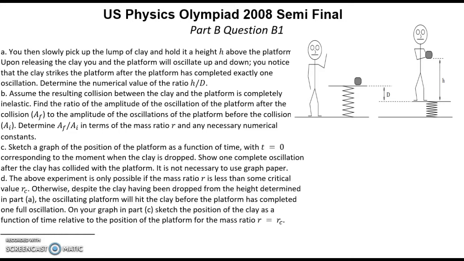D. The above experiment is only possible if the mass ratio R is less than some critical value Rc. Otherwise, despite the clay having been dropped from the height determined in part A, the oscillating platform will hit the clay before the platform has completed one full oscillation. On your graph in part C, sketch the position of the clay as a function of time relative to the position of the platform for the mass ratio R equal to Rc.